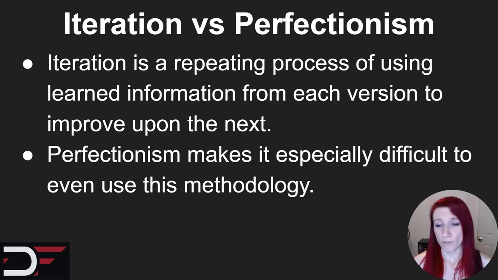Iteration versus perfectionism. Iteration is a fantastic repeating process that uses information learned from each version to improve upon the next. This methodology isn't new, but it can be very difficult to use if you've got a bit of the perfectionist curse. Early on, during the initial accessibility design and implementation cycle, I felt a tremendous amount of pressure to get things just right from the start.